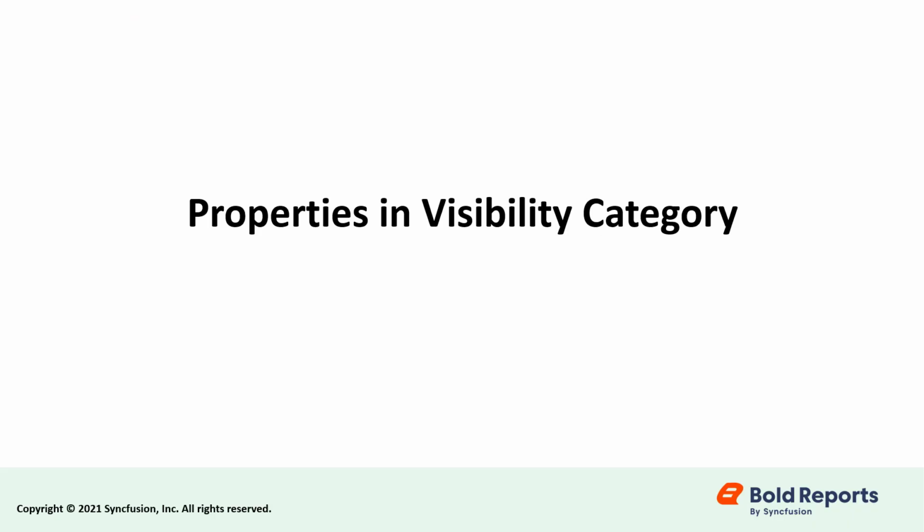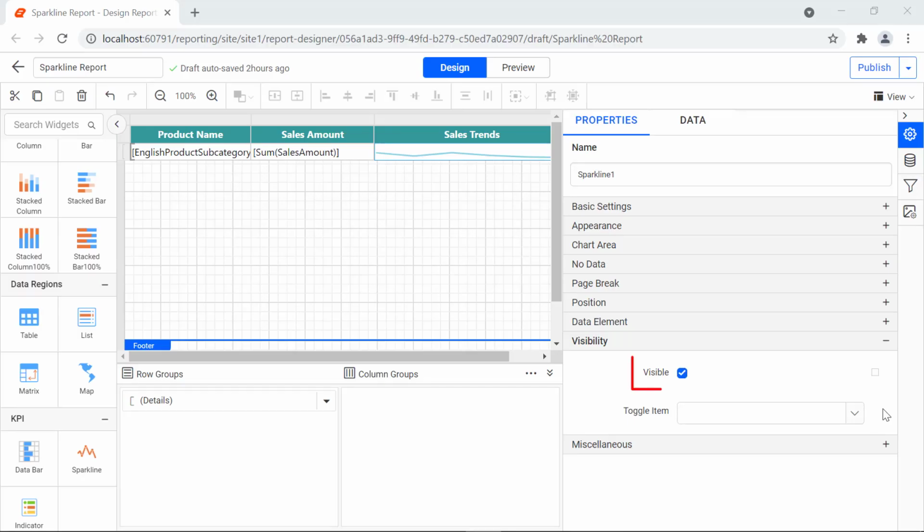Next, we'll look at the properties under the Visibility category. The Visible option is used to show or hide the Sparkline report item while viewing the report. By default, it is visible. Toggle item is used to expand or collapse the report item based on the text box selection.